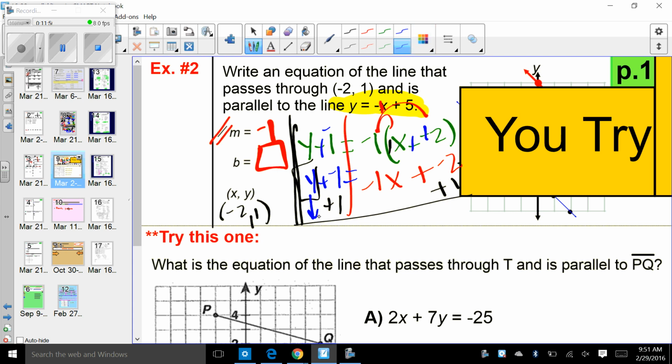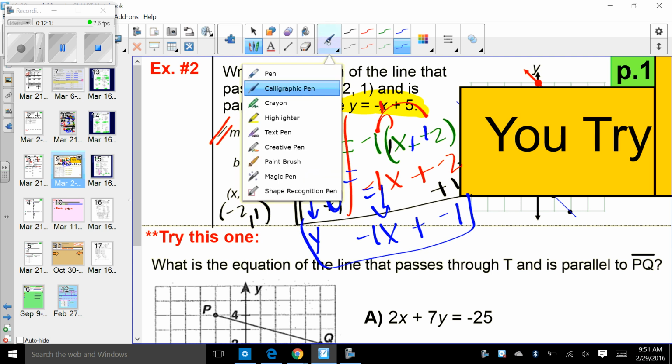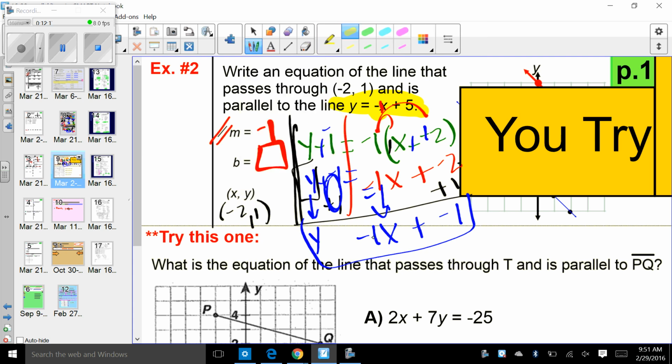All right, cleaning this up then, we drag that y down. If I haven't used it, we drag it down. A -1 and a +1 is 0. On the right-hand side, if I haven't used it, I drag it down, which is -1x. And then we have -1x plus -1. So this is the equation of the line that is parallel. You can see -1x is the slope up here, -1x is the slope down here.